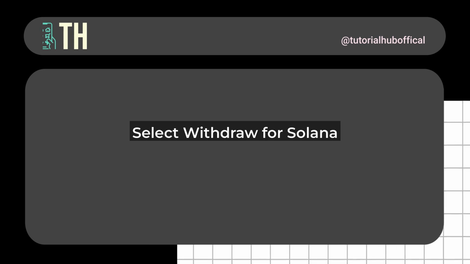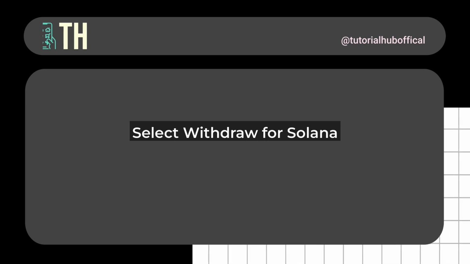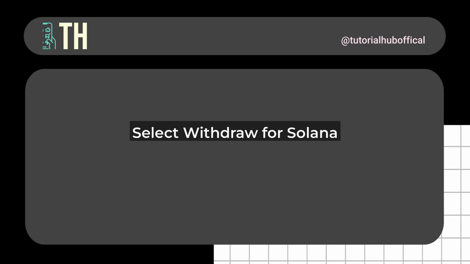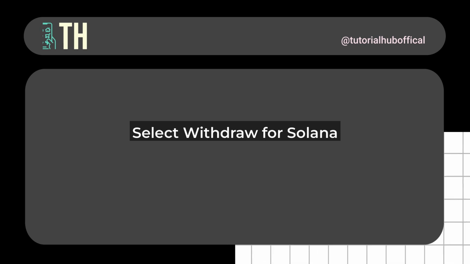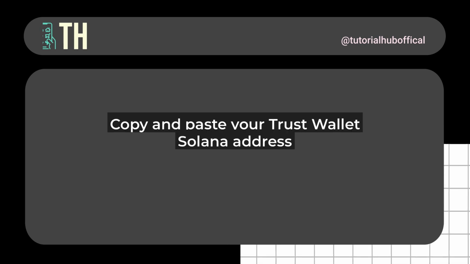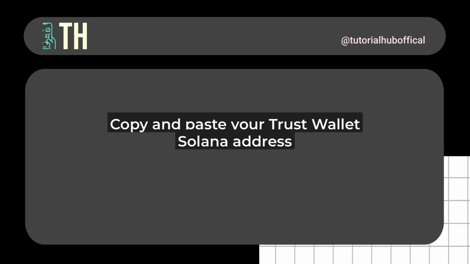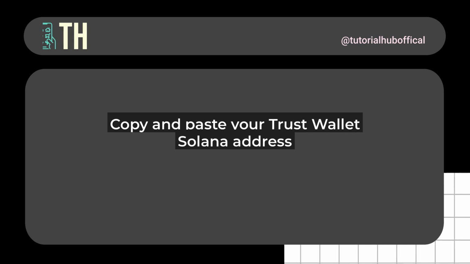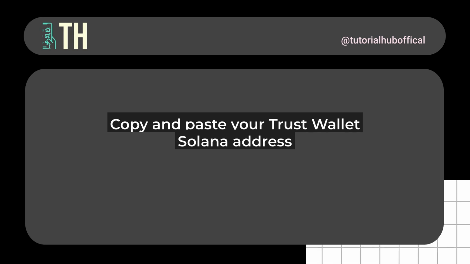This is crucial. Copy the Solana wallet address from your Trust Wallet. In Trust Wallet, go to your Solana wallet, tap on Receive, and you'll see a QR code and a string of characters. That's your address. Double check that you're using the correct network, which for Solana is the Solana network itself. Paste this address into the Kucoin withdrawal form.